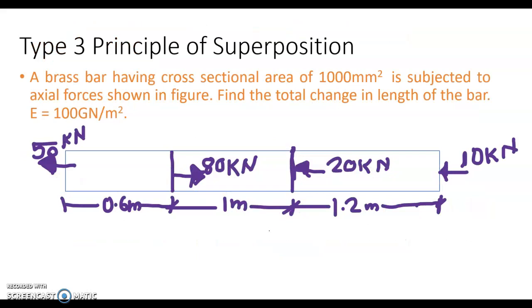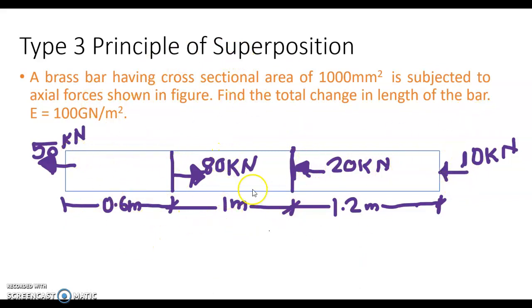This is type 3 that I am taking: problems on principle of superposition. A brass bar having a cross-sectional area of 1000 mm square is subjected to axial forces as shown in the figure. Find the total change in the length of the bar, E equals 100 GPa. This is the figure. It is a continuous brass bar having sections, and each section is subjected to different forces: 50 kilonewton, 80 kilonewton, with different directions, 20 kilonewton, 10 kilonewton.